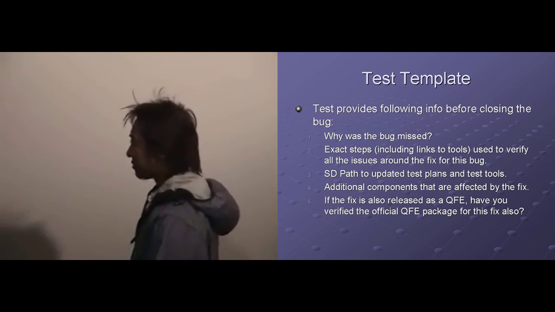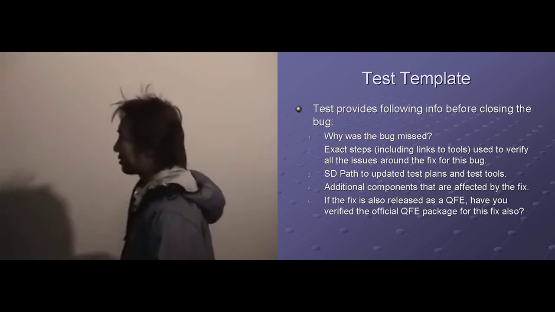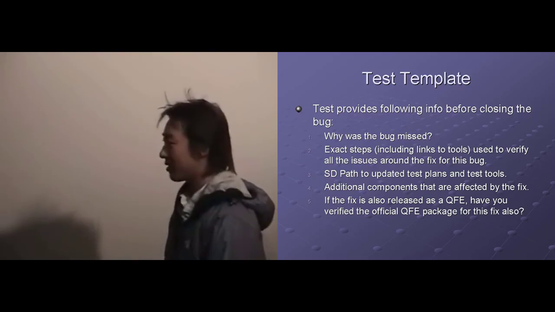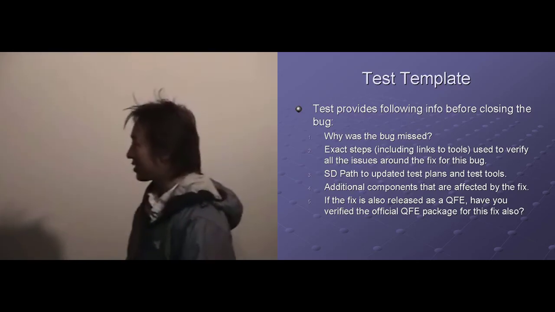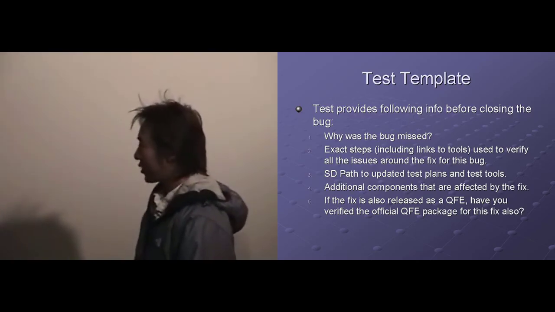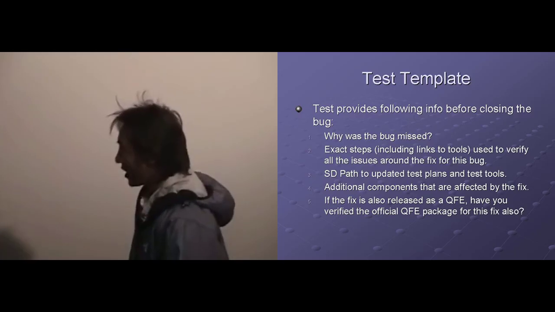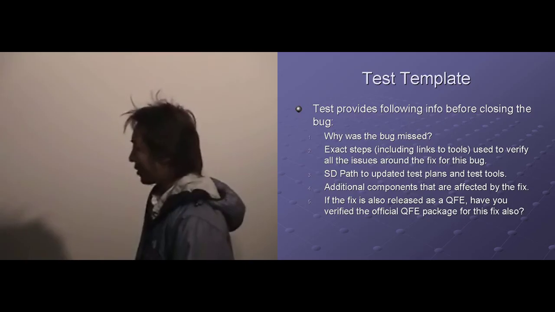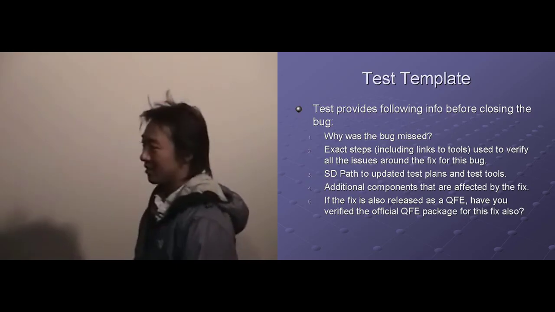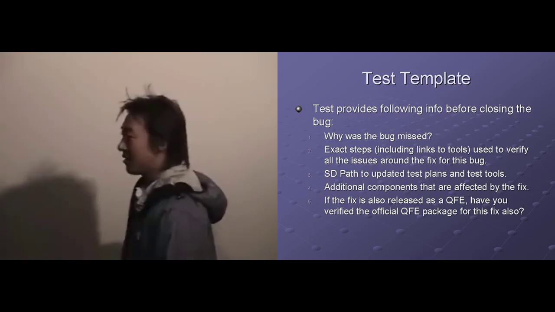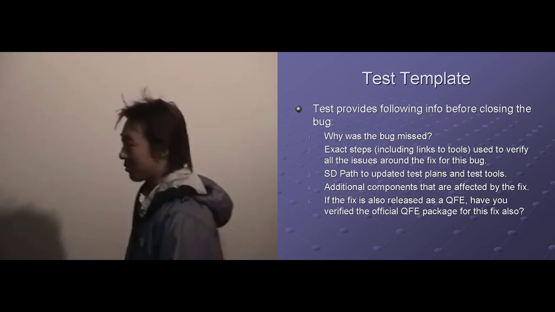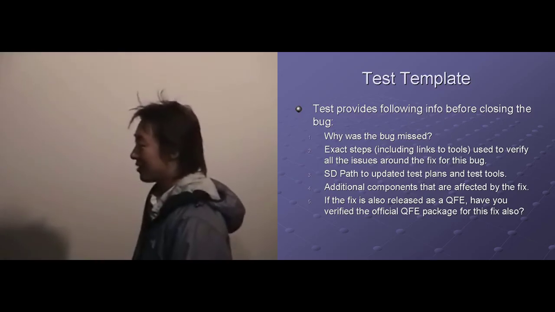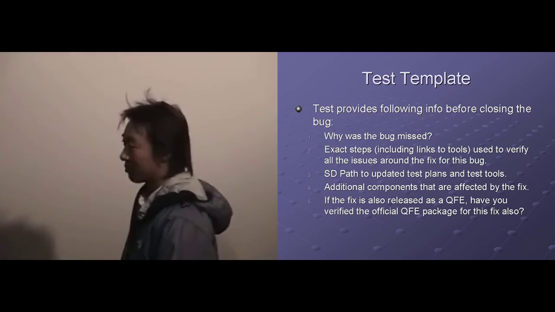the OS. We also want you to enter the source depot path for your updated test plan and test tools. And you also want to identify any additional components affected by the fix. For example, if you fix a UI binary, maybe Notepad is affected, so you have to list out all the components affected, and also notify the other components so they can take the appropriate action.